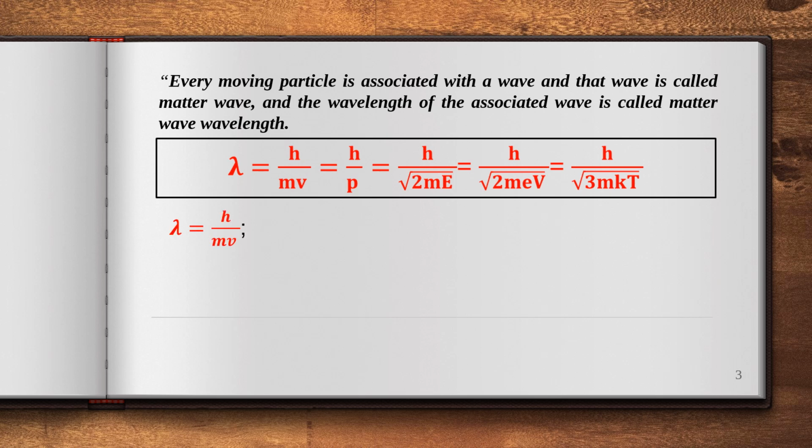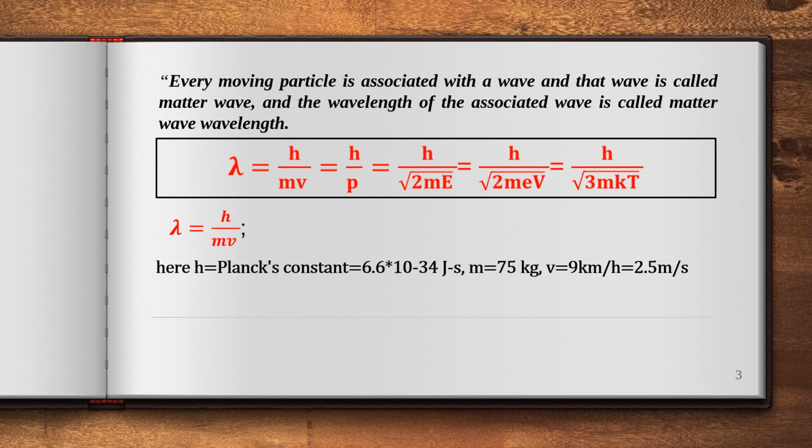For example, from the human point of view, I take myself as an example. I use the formula lambda equals h by mv. Here, h is Planck's constant, 6.625 into 10 power minus 34 joule second. Mass is 75 kg, and velocity, my maximum walking speed, is 9 km per hour, but not always. I take it as the maximum speed. Converting to meters per second, this value is 2.5 meters per second.